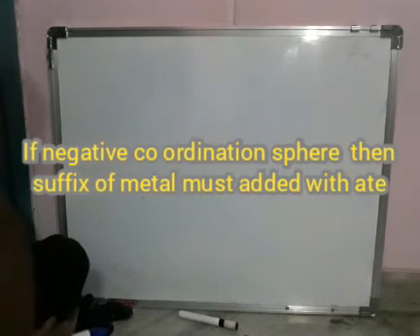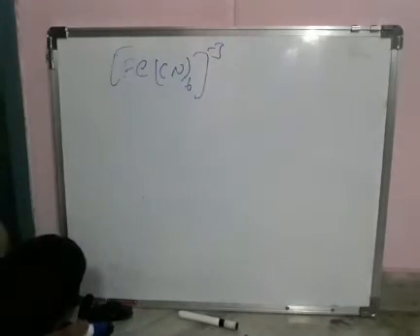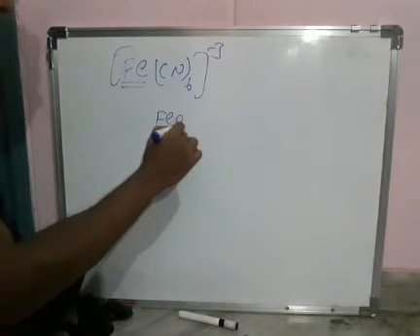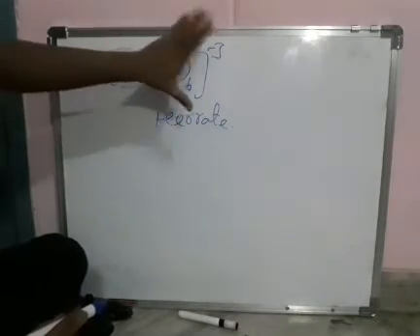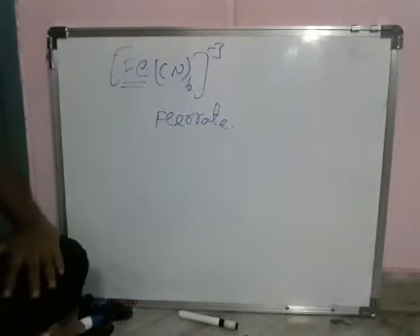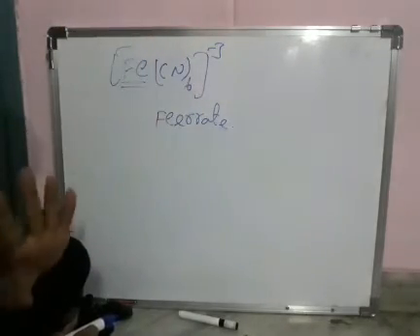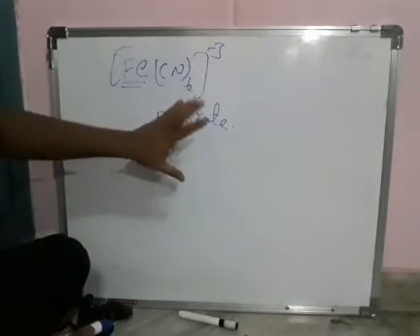If we consider a negative coordination sphere, the suffix -ate must be added to the central metal atom. Here, 6 minus 3, so it is a negative coordination sphere, which is why this iron must be represented as ferrate. This is only in the case of a negative coordination sphere. In the case of neutral and positive coordination spheres, it should not be mentioned.